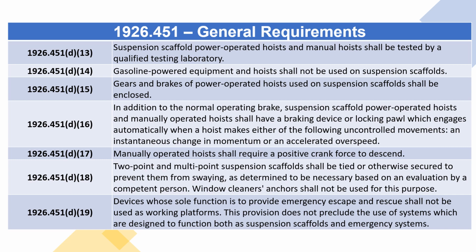1926.451(d)(18). Two-point and multi-point suspension scaffolds shall be tied or otherwise secured to prevent them from swaying, as determined to be necessary based on an evaluation by a competent person. Window cleaners' anchors shall not be used for this purpose. 1926.451(d)(19). Devices whose sole function is to provide emergency escape and rescue shall not be used as working platforms. This provision does not preclude the use of systems which are designed to function both as suspension scaffolds and emergency systems.